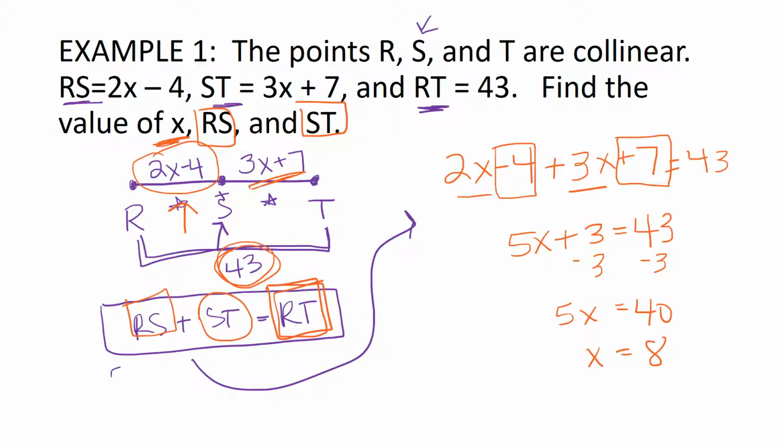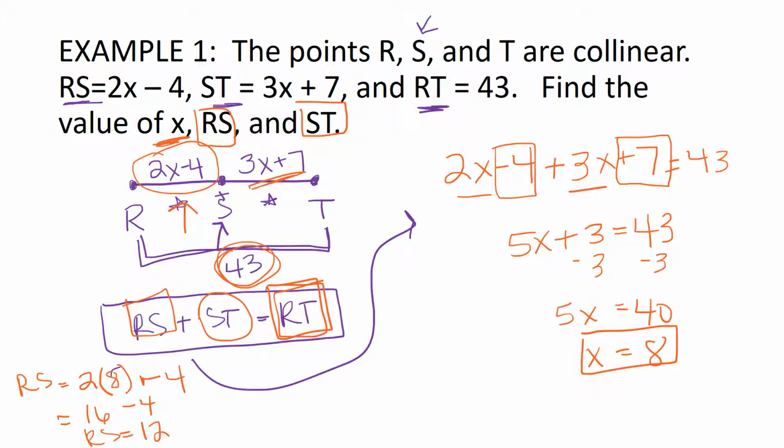RS right now is in terms of x, but we just found what x is. So we can do some mental work or some math on the side here. RS equals 2 times x. What is x again? Well, we just found out that it was 8. So 2 times 8 is 16, minus 4. 16 minus 4 equals 12. So now I know that RS equals 12.